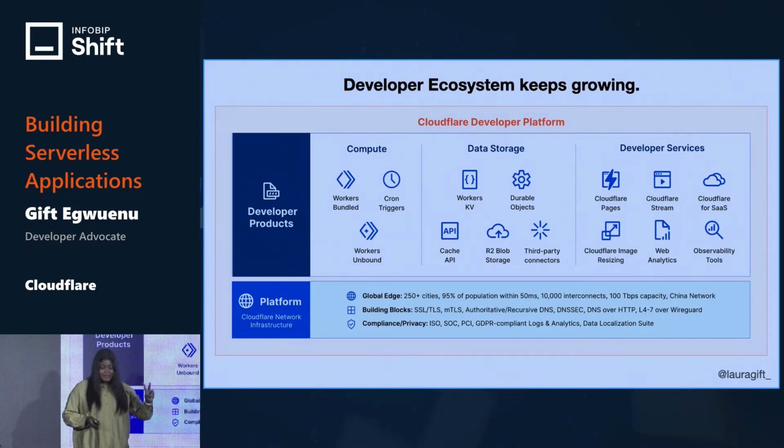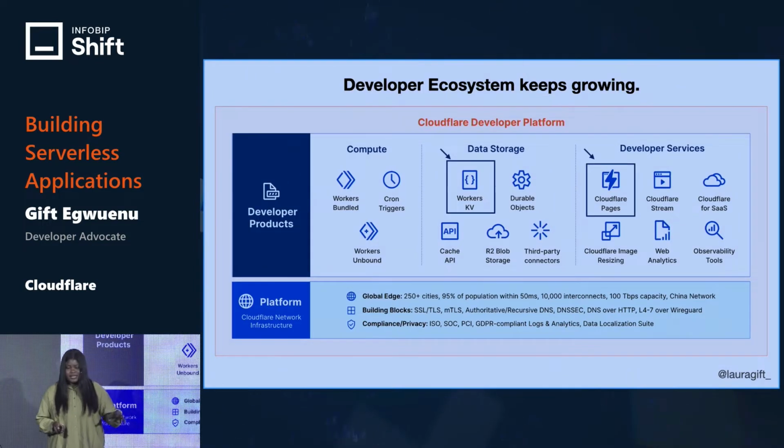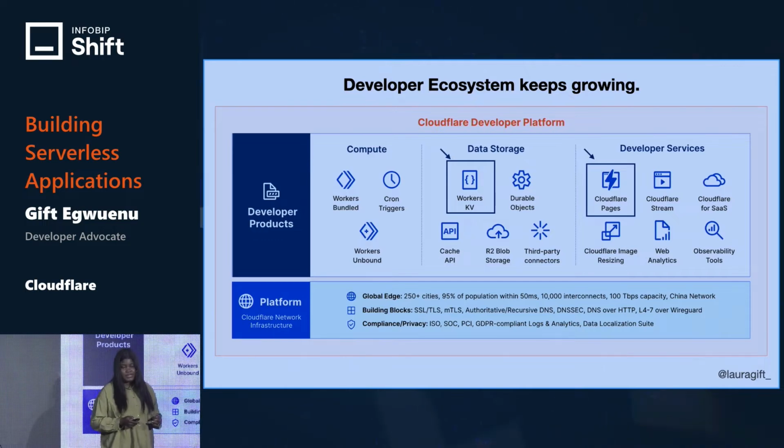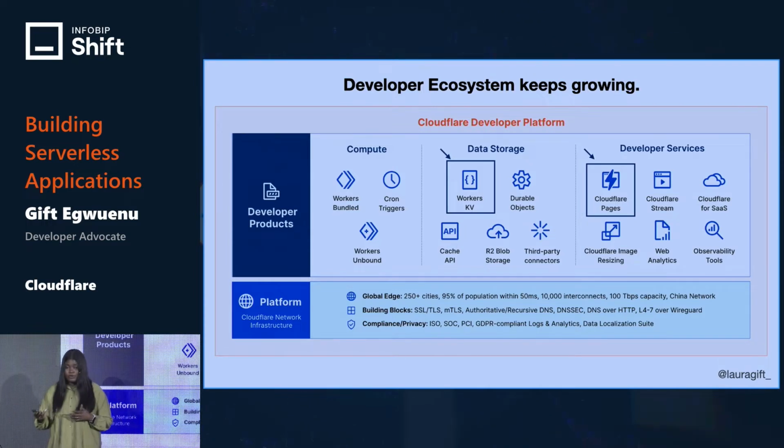The first two I'll talk mostly about today are Workers KV and Cloudflare Pages, but I'll breeze through some of these in case you're interested in checking out what they are. So the three big buckets here are compute, data storage, and developer services. We have Cloudflare Workers that allows you to deploy your applications to the edge. This is essentially our serverless offering, right?